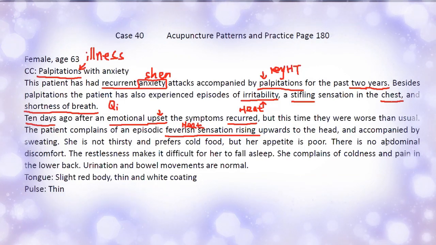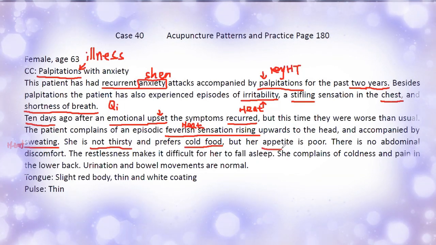Still heat, and with sweating. Sweating usually is heat pushing the body fluid out if it is an internal pattern. Certainly, this patient does not have an external pattern. No thirst means not that big a heat. Even though we see a lot of heat signs here, it is not big heat. And prefers cold food, still some heat signs. So together, still heat in there.